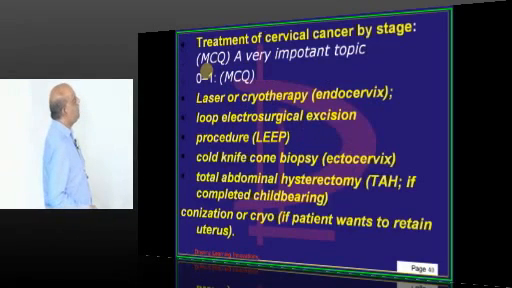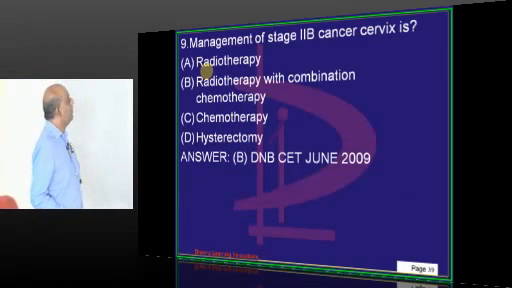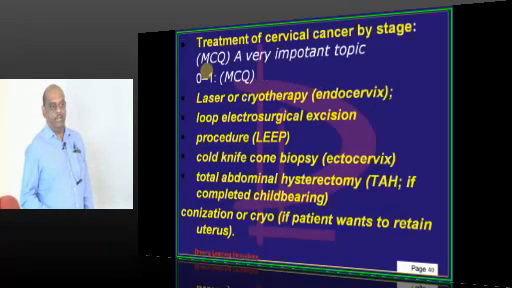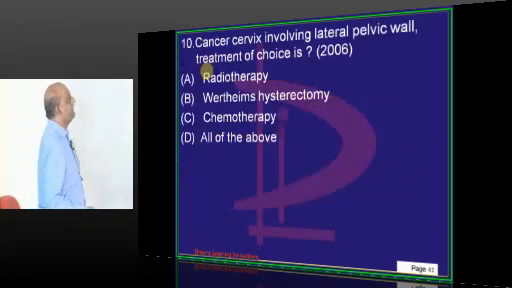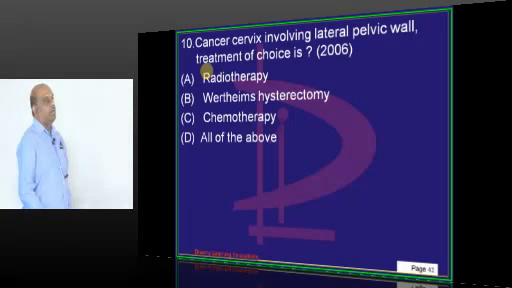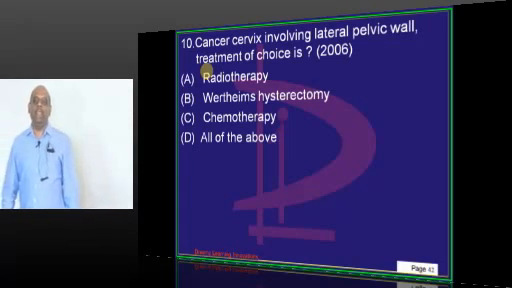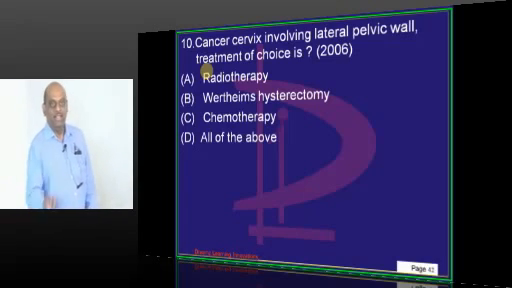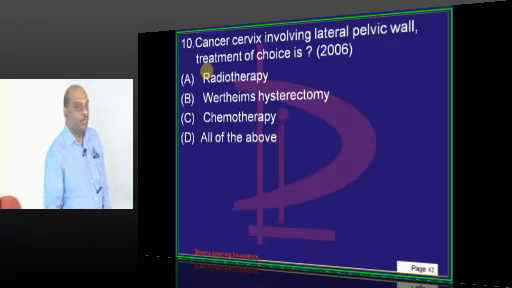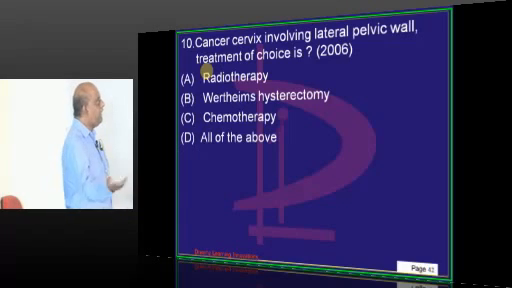And in this given case, what is the stage given? 2B. That is the reason, what should be the therapy? Radio and chemo. That is what you have to basically remember. Once more, the examiner will ask the same questions repeatedly. Lateral pelvic wall, what is the stage? 3B. So what is the treatment of choice?